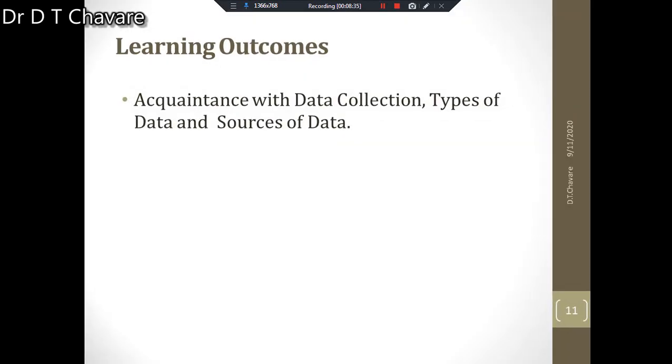After studying this unit, what will be the learning outcome? Definitely the student will be acquainted with data collection, types of data and sources of data. It means that after studying this unit, you will understand what is the meaning of data, what are the types of data, how data collection is done, and what are the types and sources of data. All these points you will definitely understand. This is the learning outcome.